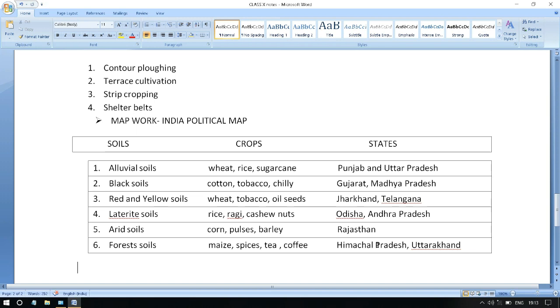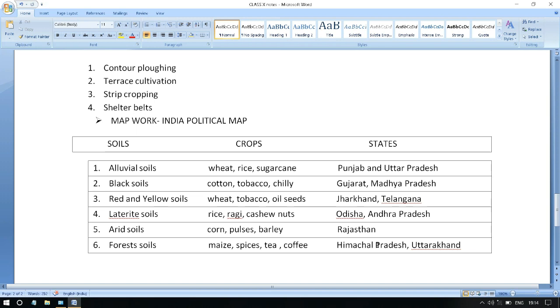Let's see first of all alluvial soils. Alluvial soil is a very suitable soil for growing crops like wheat, rice, sugarcane. And this kind of soil we find in the states of Punjab and Uttar Pradesh. Students, we have other states also in the map, we will discuss that. But right now, at least 2 states, because in the map they ask to mention 2 crops and 2 states. So it is very important for us to learn at least 1 or 2 here.